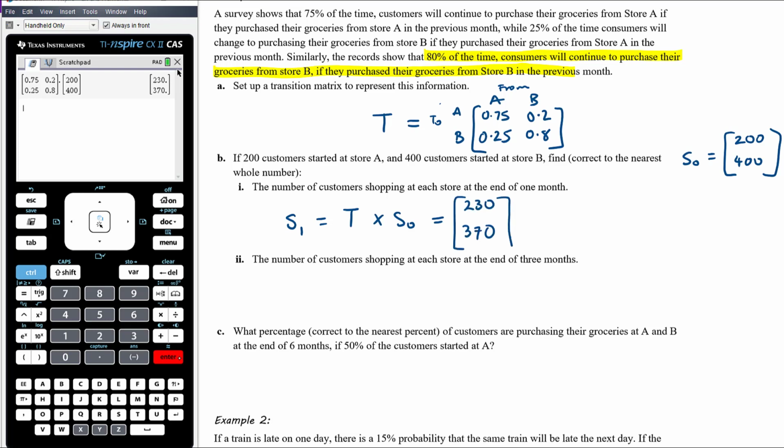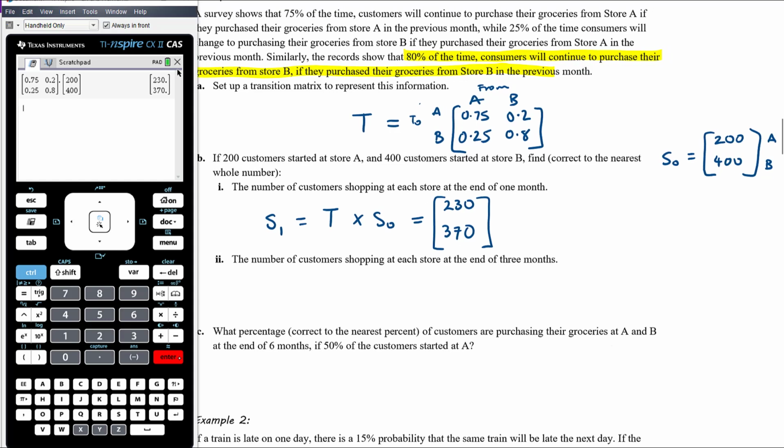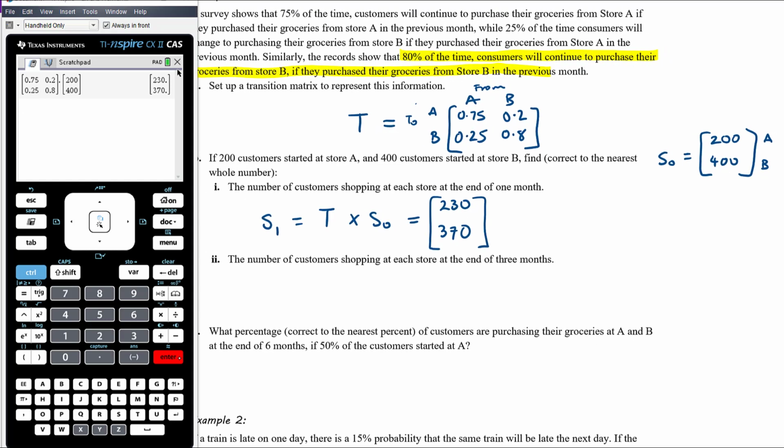It's really important that you answer the question in these problems. So you need to interpret out of the matrix which number represents which quantity. Okay, so you must make sure you answer the question. So find the number of customers shopping at each store at the end of 1 month. Okay, so 230 customers at, let's say, store A, and 370 customers at store B after 1 month.